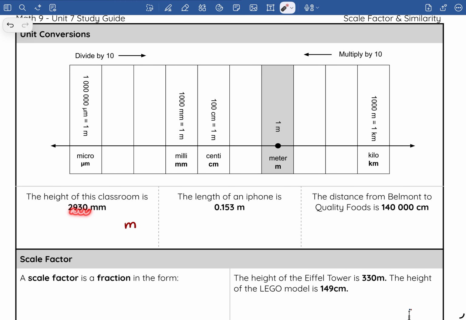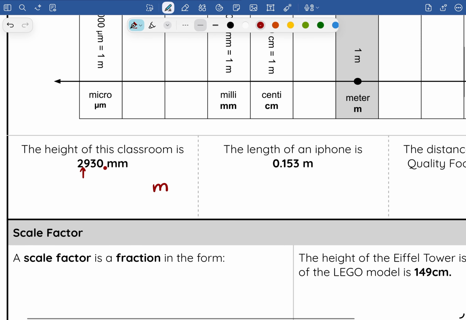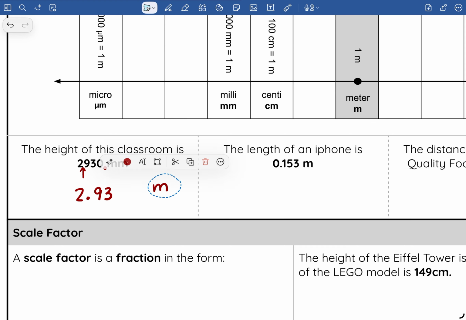So it ends up bringing us with the decimal place now right here between the 2 and the 9 instead of at the end of the number. So what we end up getting is 2.93. The 0 isn't really necessary anymore. So 2.93 meters, which feels like a more appropriate way to measure the height of a room. You can picture, okay, that would be just about 3 meter sticks stacked on top of each other.